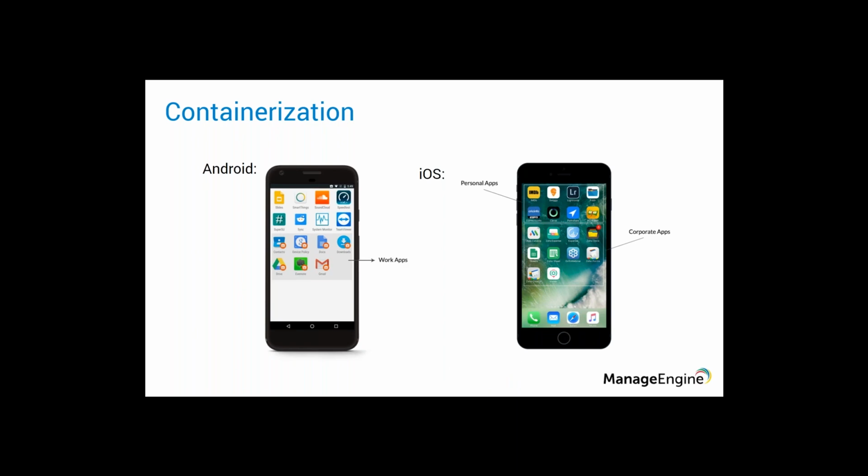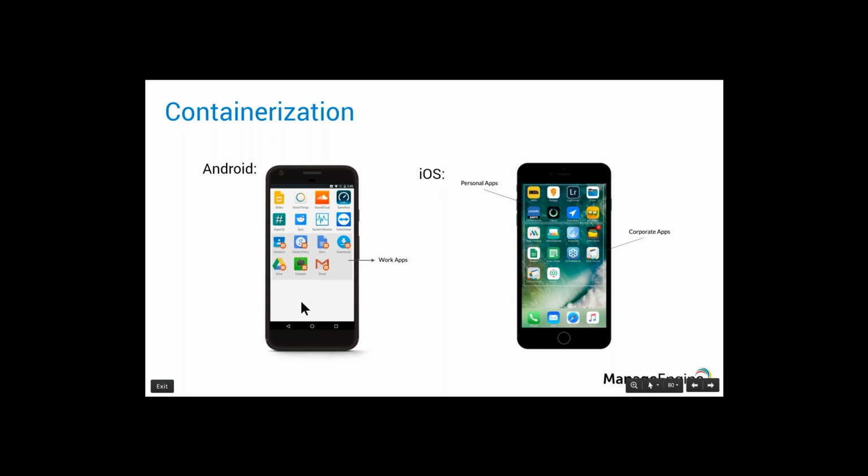We bring in the containerization feature over here. Here we lock down your corporate applications in a secluded space while the user has their privacy in their personal space for their personal applications. When it comes to Android devices, the OS itself creates an encrypted container where all your applications would be deployed to. So this is how the work apps would look like.